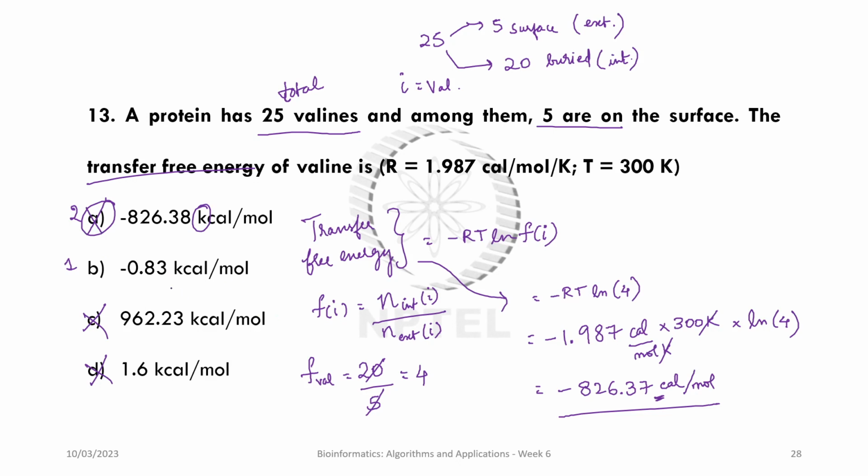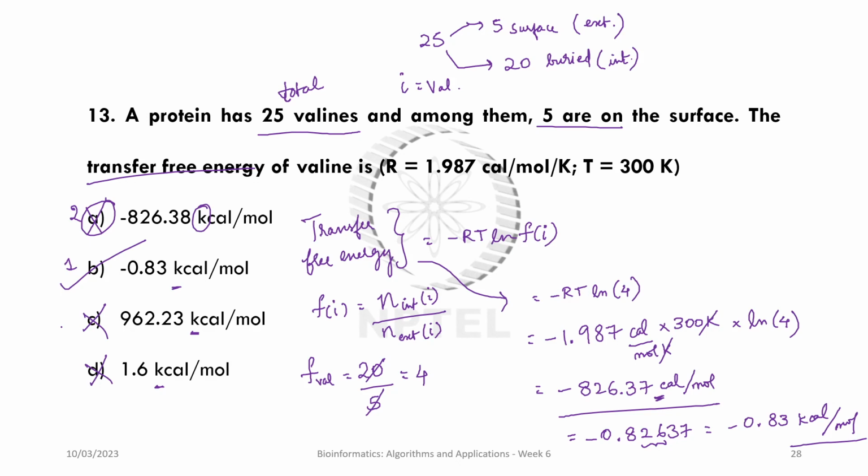So when you look into the units, everywhere it is in kilocalories. So if I express it in kilocalories, it will be minus 0.82637. So that is 8264 or 826. So if I take significant digits, happy Rohini, so it's 0.83 kilocalories per mole. So your option should be B. So I think Devangana got it right.